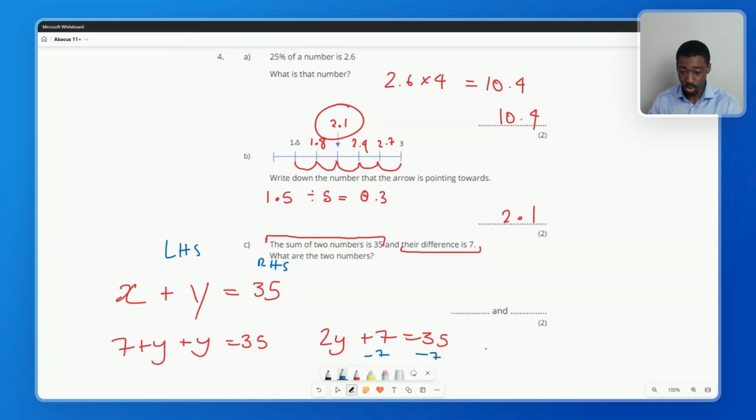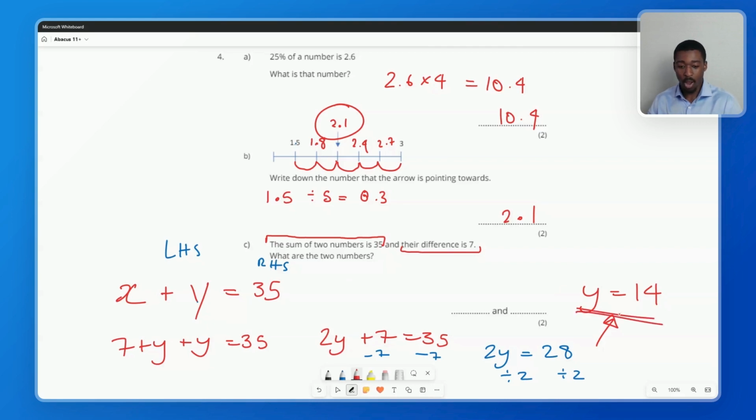This gives us 2Y equals 35 minus 7, which is 28. Then we can divide both sides by 2. And this should leave us with 2Y divided by 2, which is simply Y. And then 28 divided by 2, which is 14. So Y is 14. Awesome. So Y equals 14.